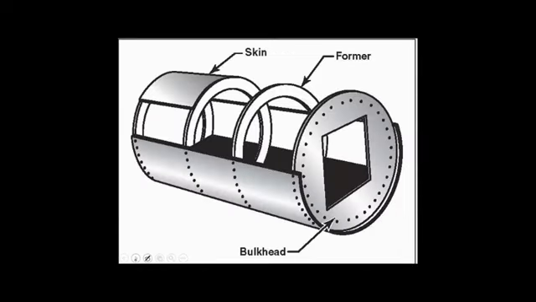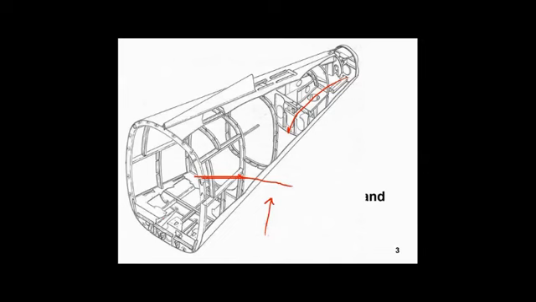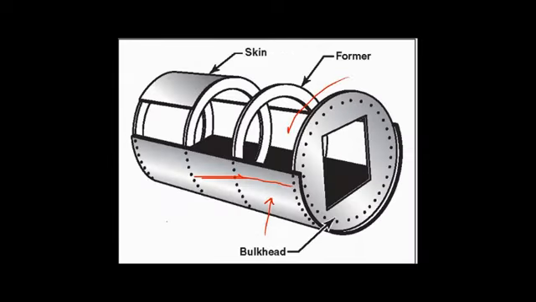Here's a picture of a monocoque skinned fuselage, and you'll notice right in here and in here there's no longerons, there's nothing going back to take the load except for the skin.